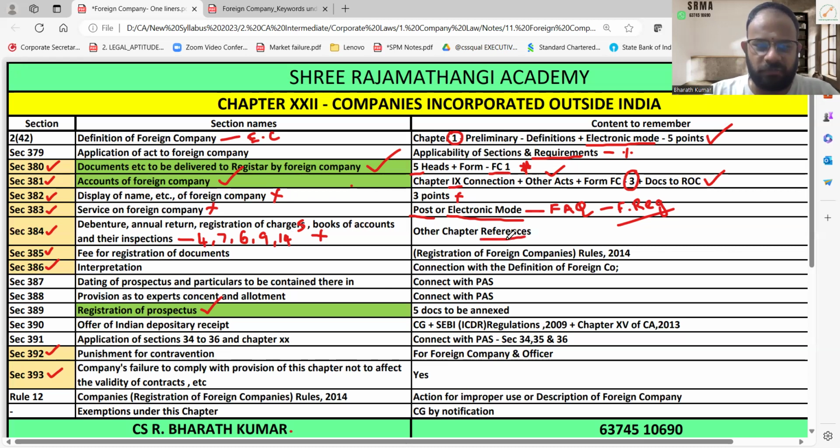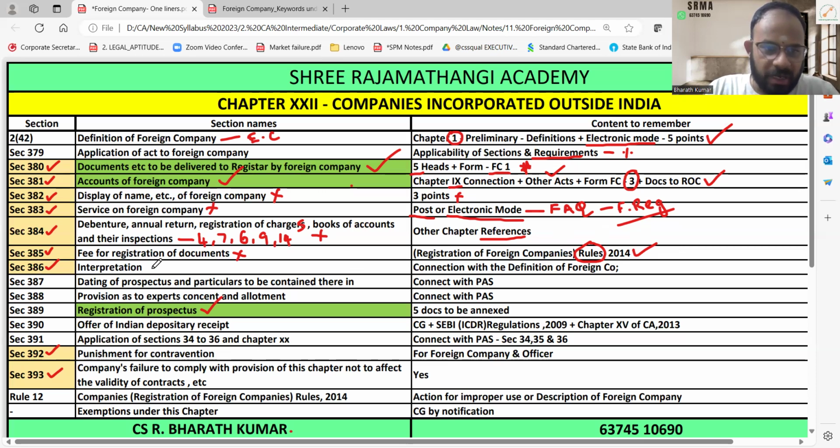Fees for registration of documents, nothing, because all the fees, what they will charge for registration, you will not see in the act, you will see the rules. Act is 2013, rules is 2014. For that, a separate rules is called Registration of Foreign Companies Rules 2014. In that, there will be some small 1 or 2 points. I'll color it from the study material and show you. There will be nothing beyond this.